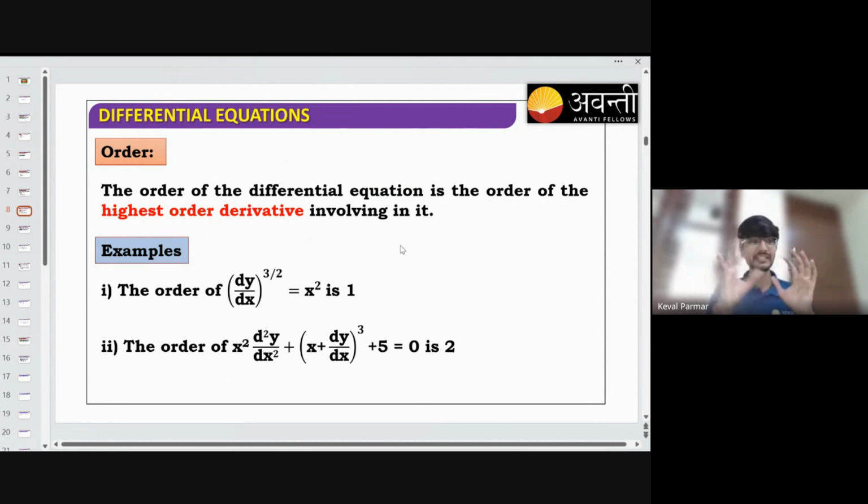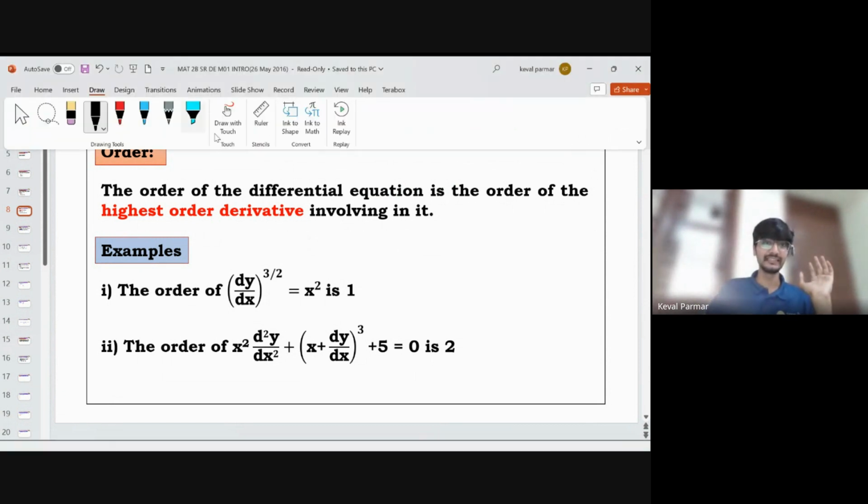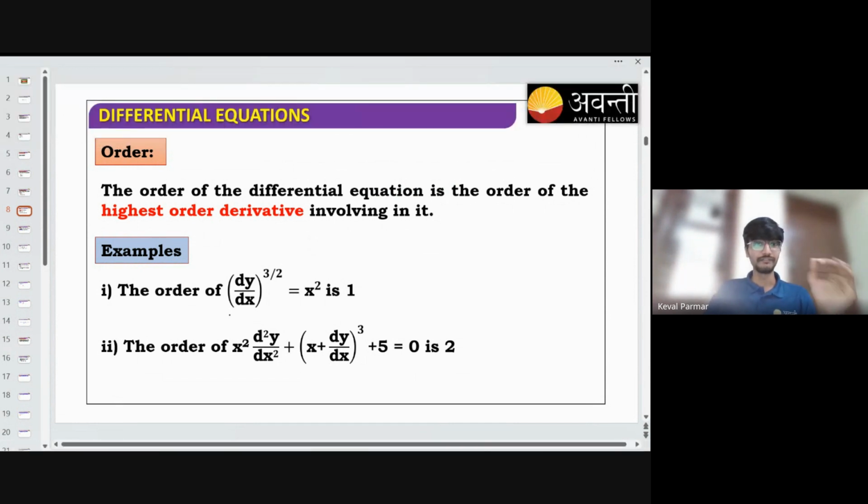So in a differential equation, we might have many order derivatives, like first order, second order, and so on. But out of these, what is the order of the differential equation as a whole? It is the order of the highest order derivative. So let's say in this example, the first one, there is only one differential coefficient, dy by dx, and dy by dx means the order is 1. So the order of the whole differential equation is 1.